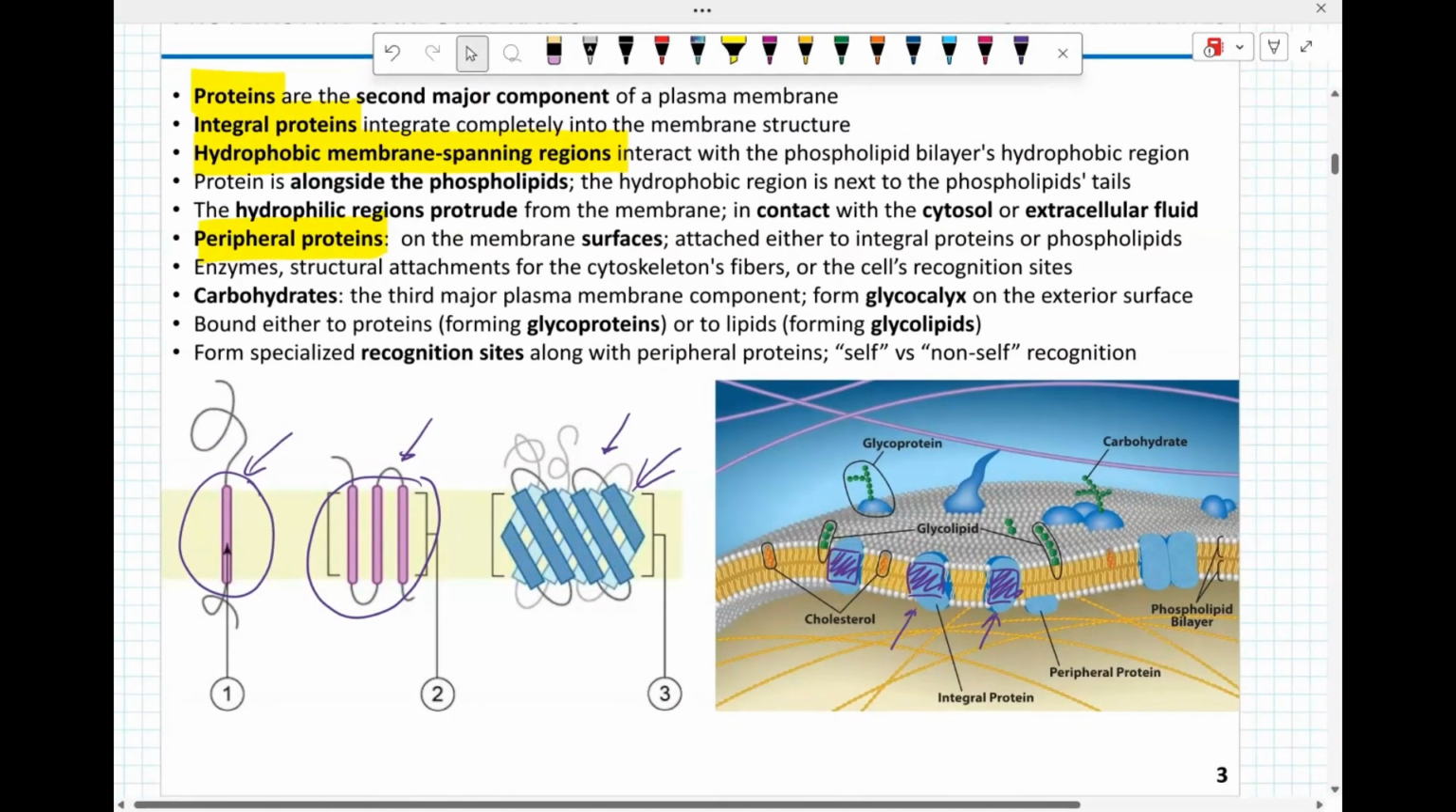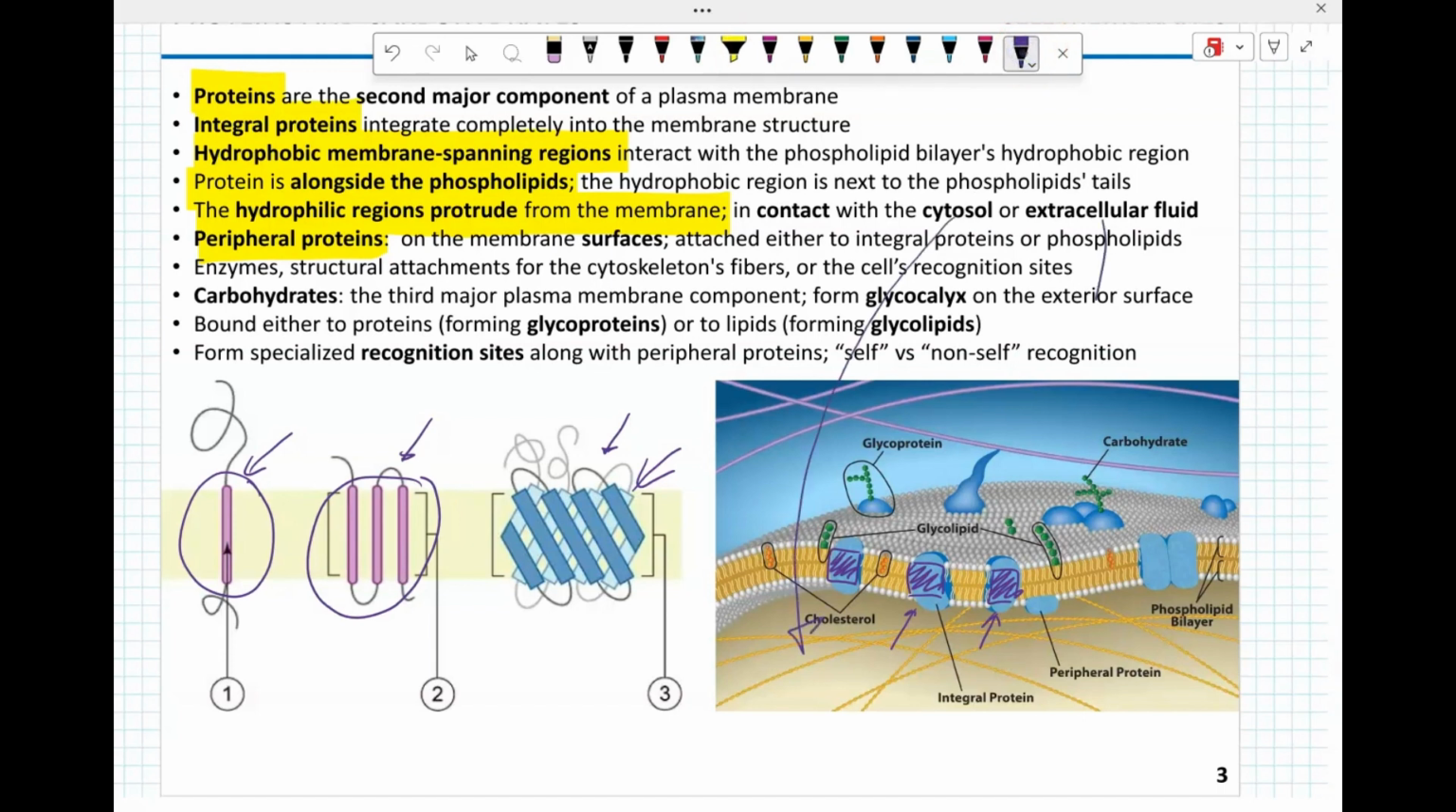Proteins are oriented along phospholipids, and as we mentioned before, hydrophobic regions are spanning within the membrane, while hydrophilic regions extend from the membrane and establish a physical contact with the cytosol on the inside of the cell, or with the extracellular fluid on the outside of the cell. Peripheral proteins, unlike integral, are attached to the membrane surfaces. For instance, here you can see a peripheral protein.